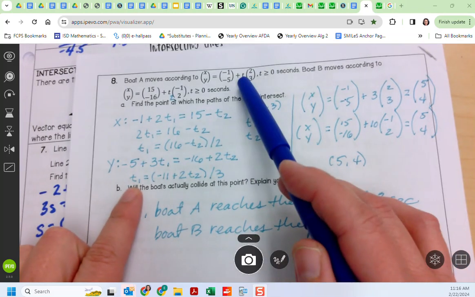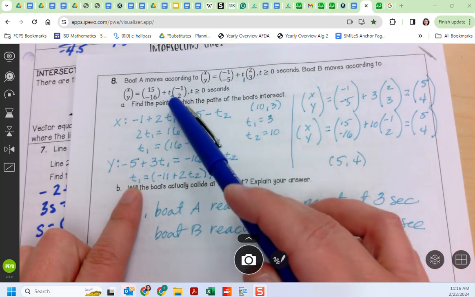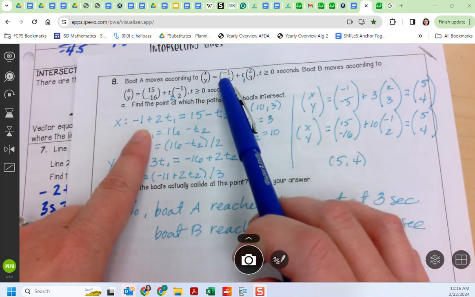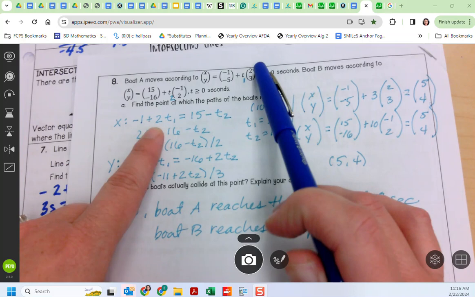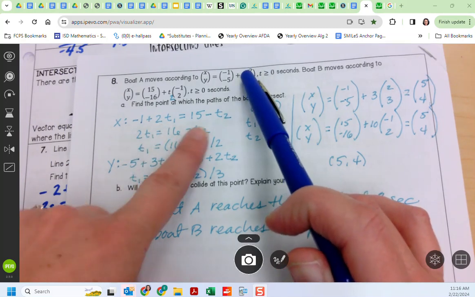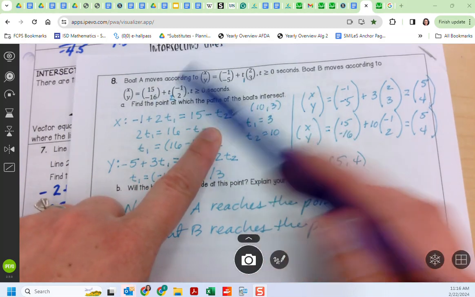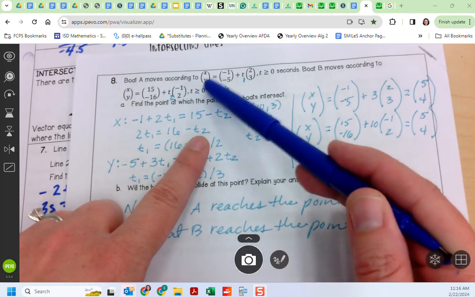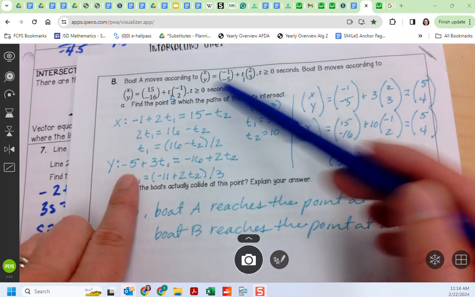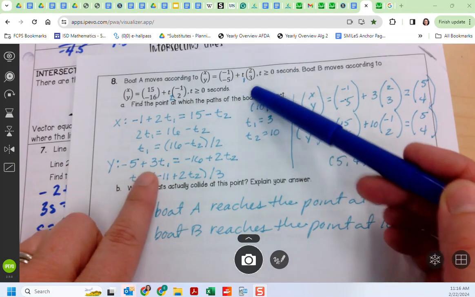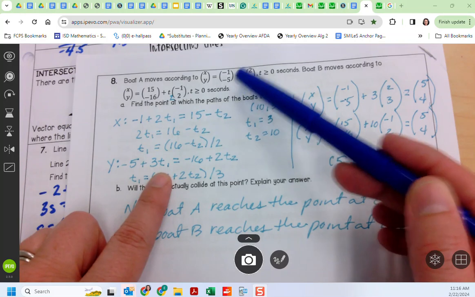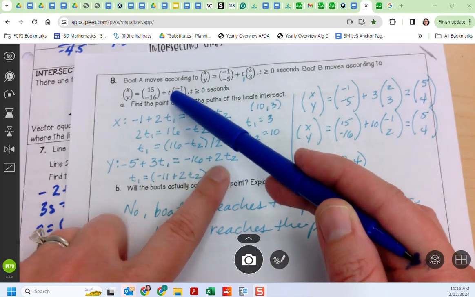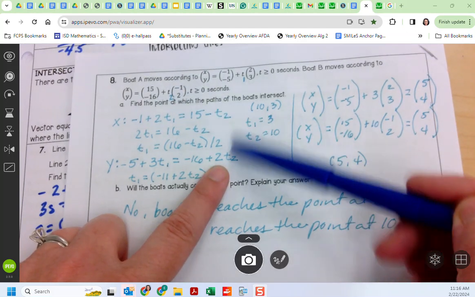So the first time we're going to call time 1, t1, and the second one we're going to call it t2. And so for the first equation, I have -1 plus 2 times t1. And then the second equation, I have 15 minus 1 times t2. And then we're going to do the y's. So for the y's, I have -5 plus 3 t1 is equal to, and then over here, -16 plus 2 t2.